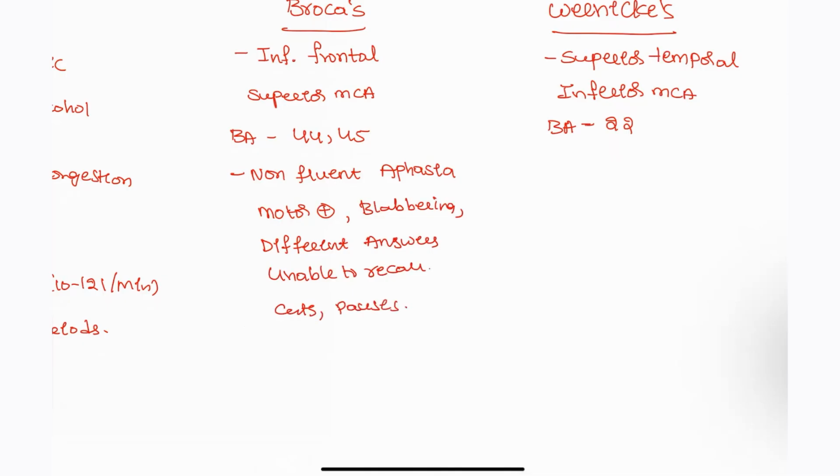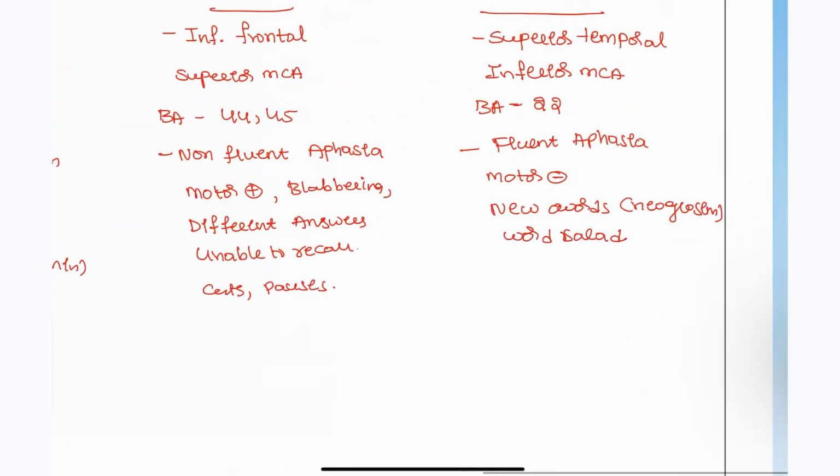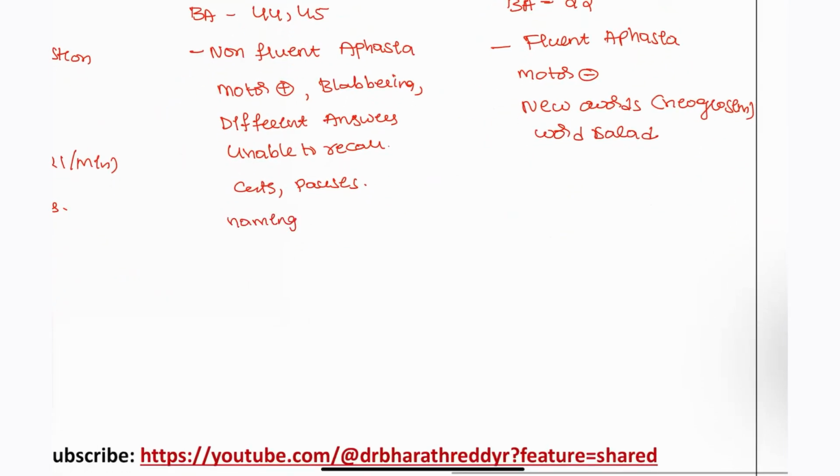Here it is fluent aphasia. Fluent aphasia. So motor involvement is not seen here, but they use new words. Okay, new words such as neologisms will be seen here, and also word salad. Very random words they are going to use. That is seen in the patients of Wernicke's aphasia. Next, coming to naming, naming will not be seen, and also repetition is not seen. Here also, the patient will not be naming anything and no repetition as well.